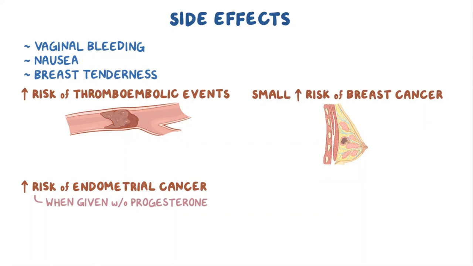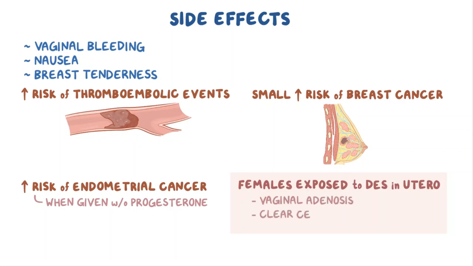Finally, a super important side effect of diethylstilbestrol is that females that were exposed to DES in utero, meaning that they are daughters of women who were treated with DES during pregnancy, can develop vaginal adenosis and clear cell adenocarcinoma, which is a type of vaginal cancer. Okay, next we have antiestrogens.